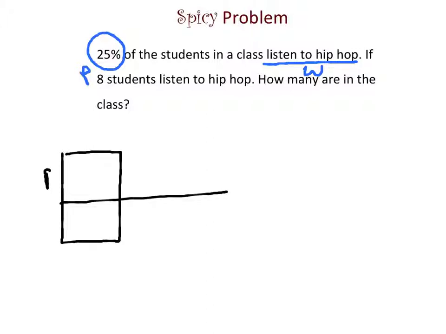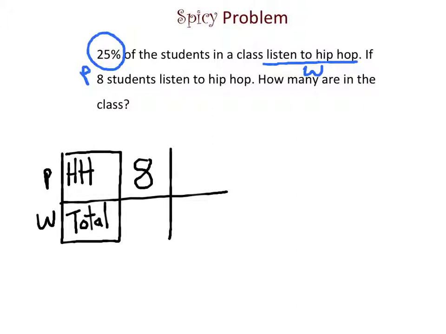And let's put the P and W out here so I have a little more room to write. And the part is, I know that's the students who like hip-hop. So I'm going to write HH for students who like hip-hop. And the whole is the total students. So that's the total. And the numbers that I know, let's see. I know 8 students is the part. I've got 8 hip-hop lovers. I don't know how many students are in the class. That's the thing I'm trying to figure out. I do know 25%, which means 25 out of 100.